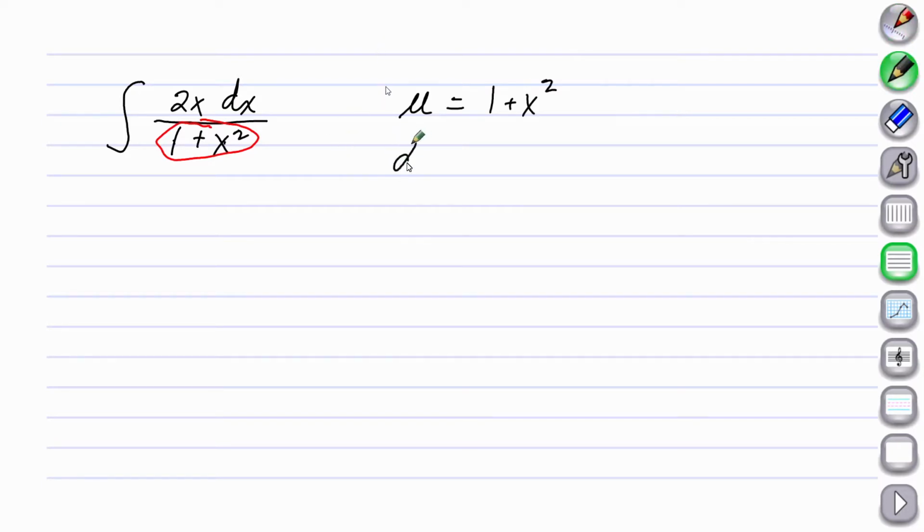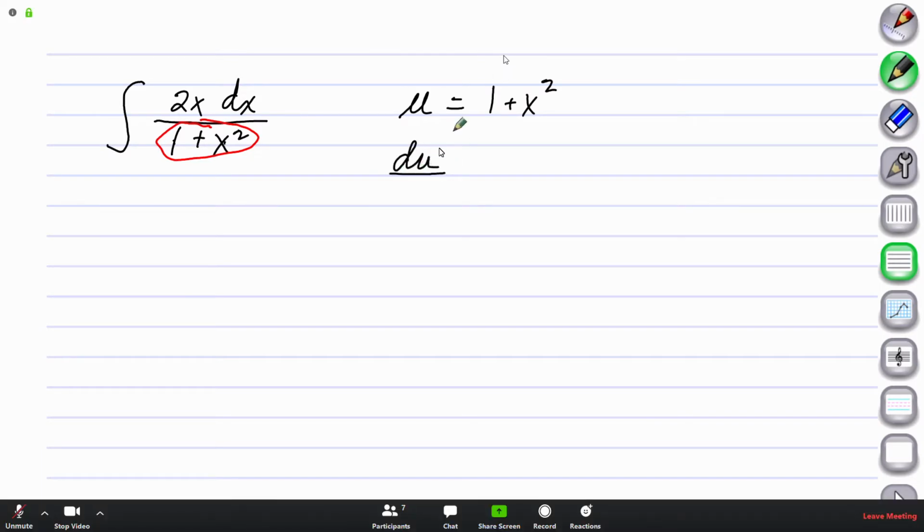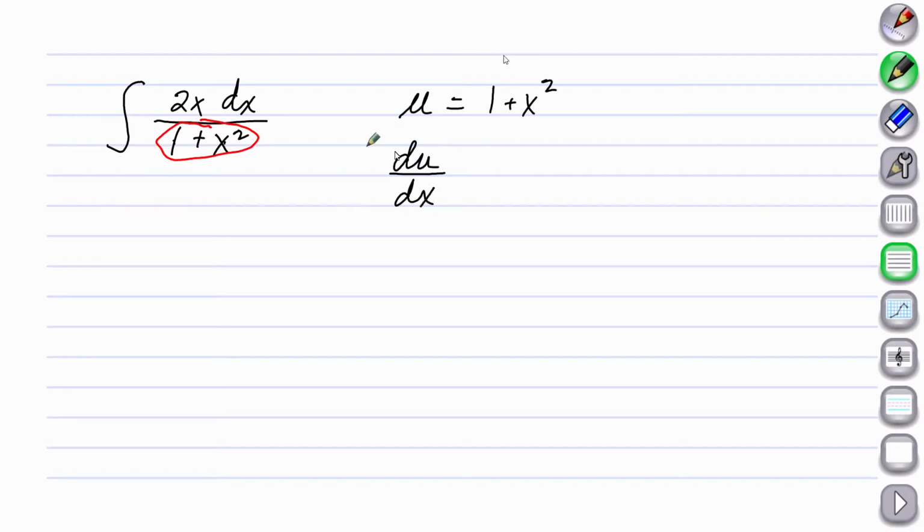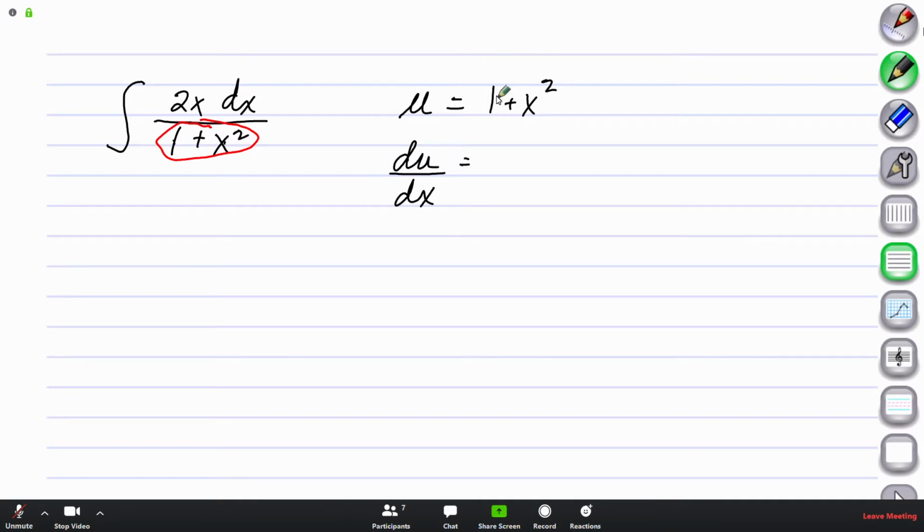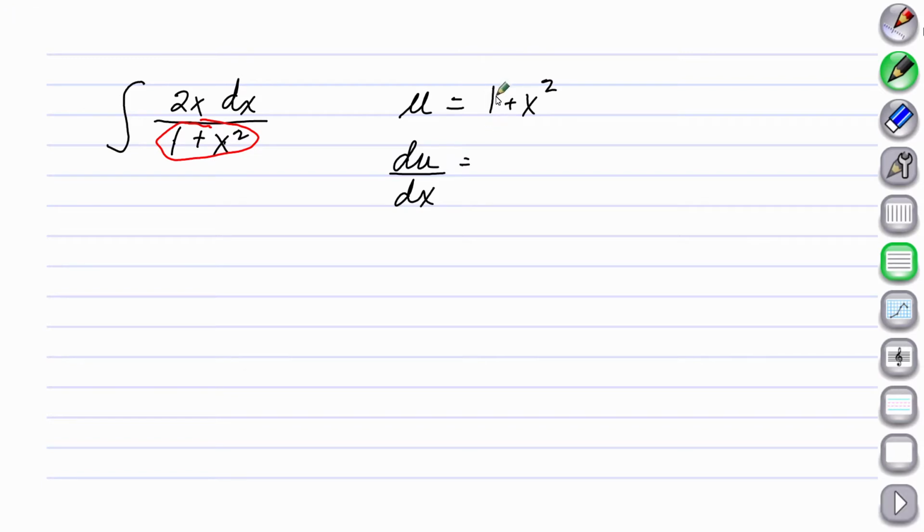Okay, now I want to take the derivative of this. I usually put this off to the side, like I did here. Here's my problem. I push this off to the side so I have enough room to do the problem. Okay, and now I'm taking the derivative. This would be 0, and this would be 2x. And then I'll move my dx up here, and you see now I've accounted for this. So this problem is now in the form du on the top and 1 plus x squared on the bottom.